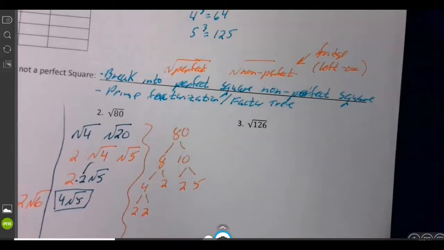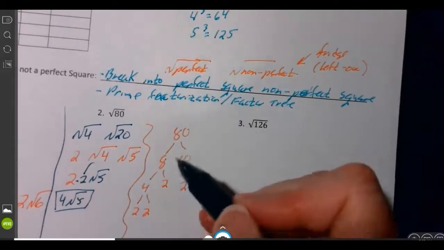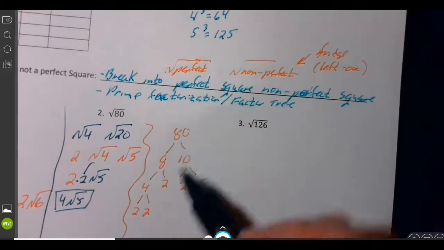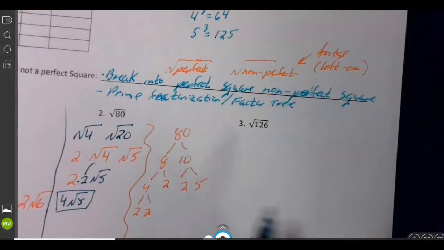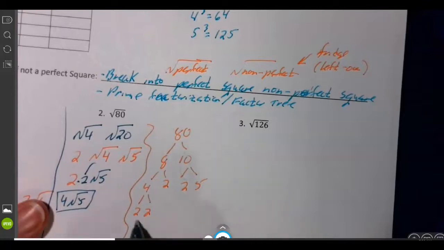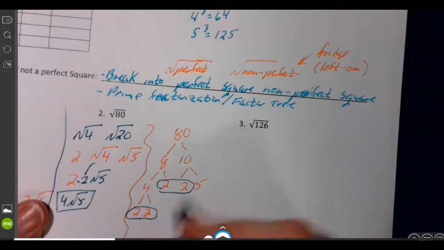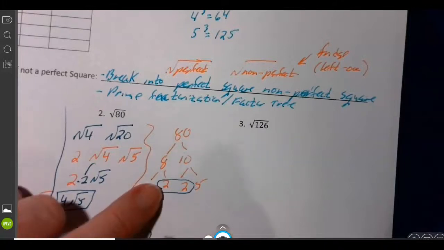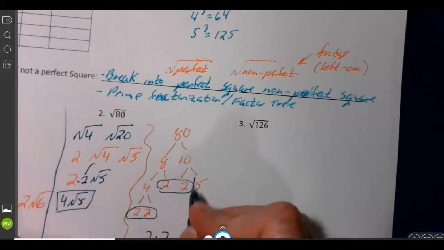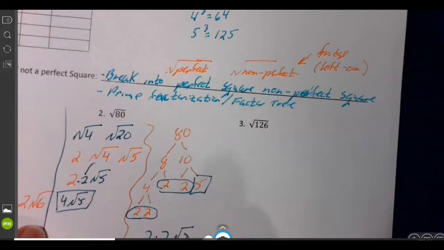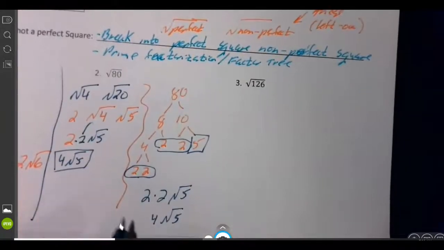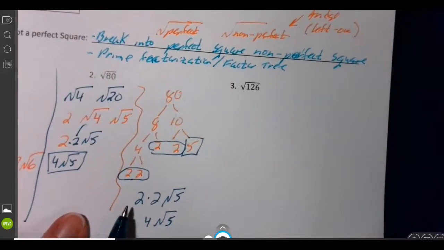Okay? Now it's called a factor tree because these are the branches, these are the leaves. Once the leaf has been broken down, that number doesn't apply to us anymore. Now let's look at the pairs. See how this is a pair and this is a pair. So those two come out, so I get a 2 times 2. This is left over 5, so I get 4 square root 5. So those are the two different methods that I use on a frequent basis, okay?